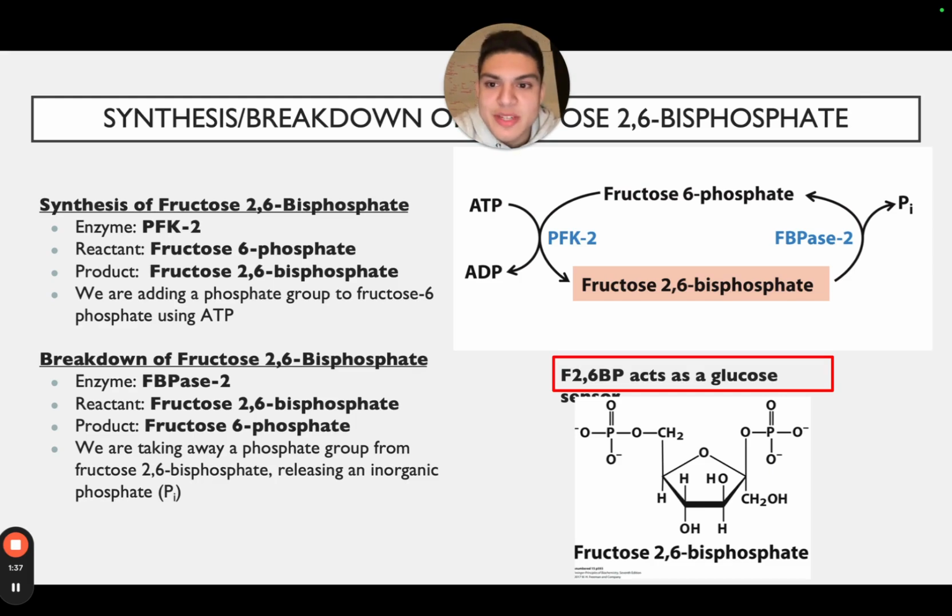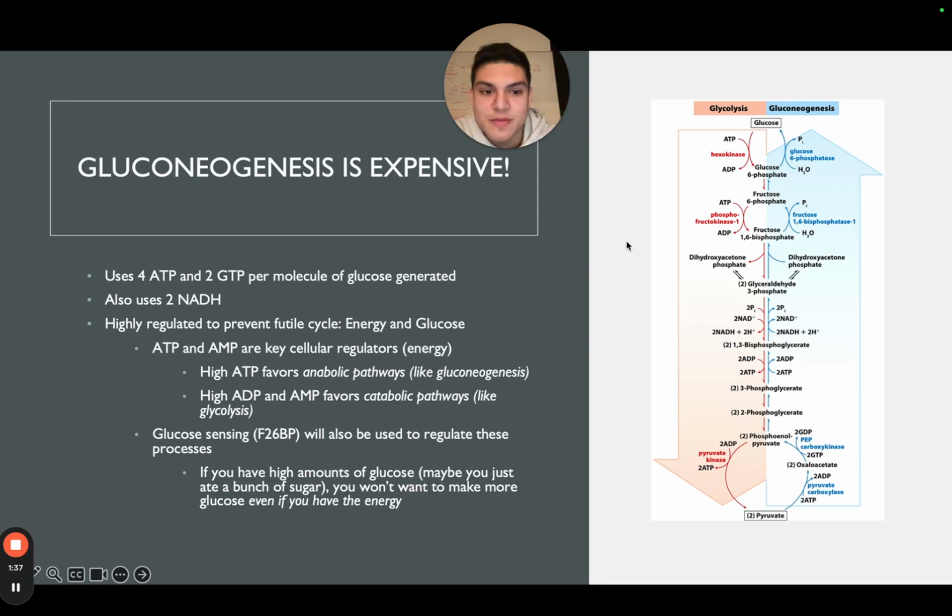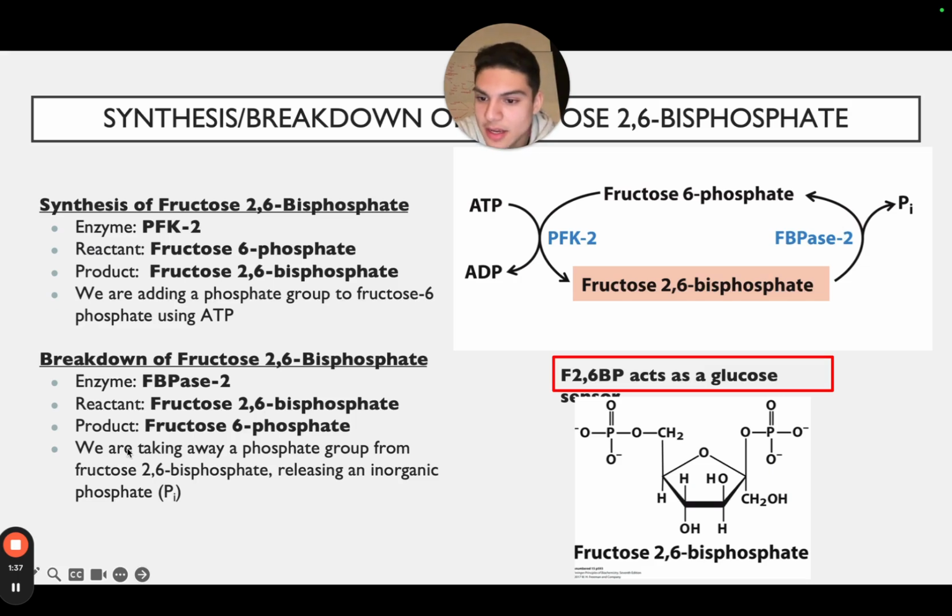Talking about F2,6BP, or fructose 2,6-bisphosphate, we're going to use different isoforms of PFK and FBPase. At PFK, we know PFK1, and this is just an isoform of it. The reactant is fructose 6-phosphate, the same as PFK1, but it's going to form fructose 2,6-bisphosphate. And for the breakdown of fructose 2,6-bisphosphate into fructose 6-phosphate, we're going to use fructose 2,6-bisphosphatase, which is essentially just an isoform of fructose 1,6-bisphosphatase. We are taking away the phosphate group from number 2 to form our fructose 6-phosphate. And from there, we can go through either glycolysis or gluconeogenesis.